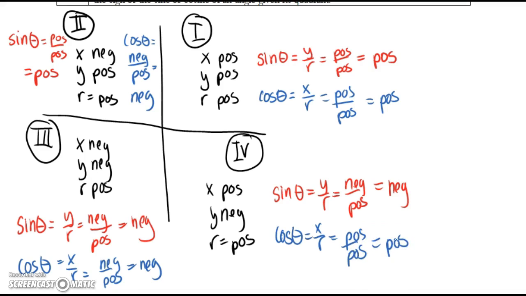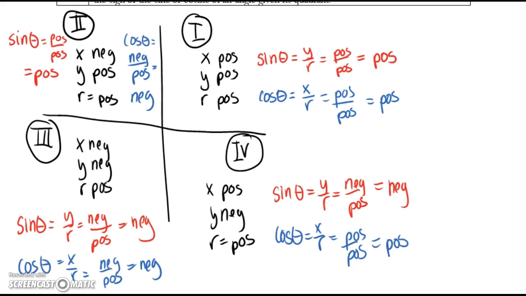Note that on the top half of the graph, sine is positive, and in the bottom half, sine is negative, and that's because sine is basically dependent on the y variable. Notice on the right side of the graph, cosine is positive, and on the left side of the graph, cosine is negative, and that's because cosine is basically dependent on the x variable.